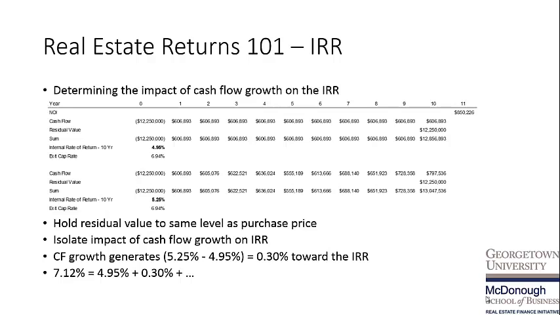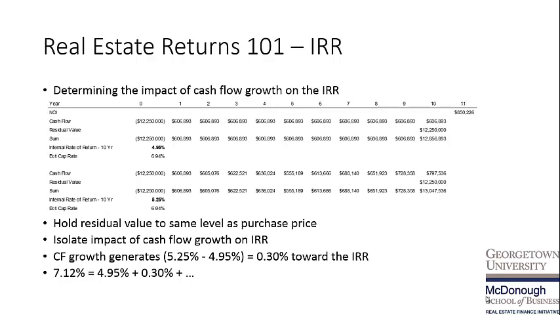So the top part says, let's acquire the asset for $12.25 million. Let's hold the year 1 cash flow static throughout the course of the entire 10-year analysis. And let's also hold the residual value equal to what we paid for the investment. So in effect, what is the IRR assuming no cash flow growth and assuming no change in the residual value? So in other words, what is our base IRR, which in this case is 4.95%.